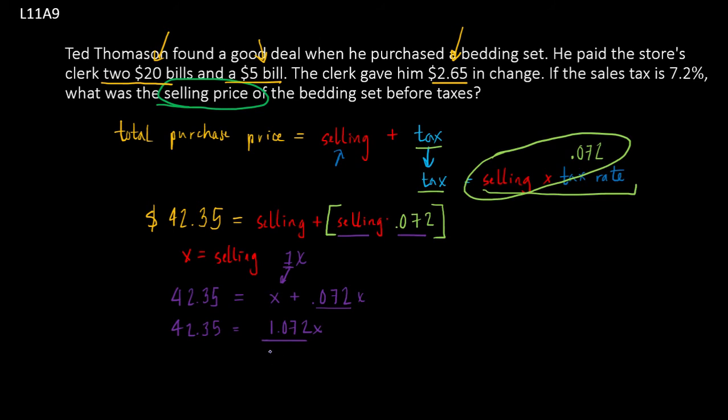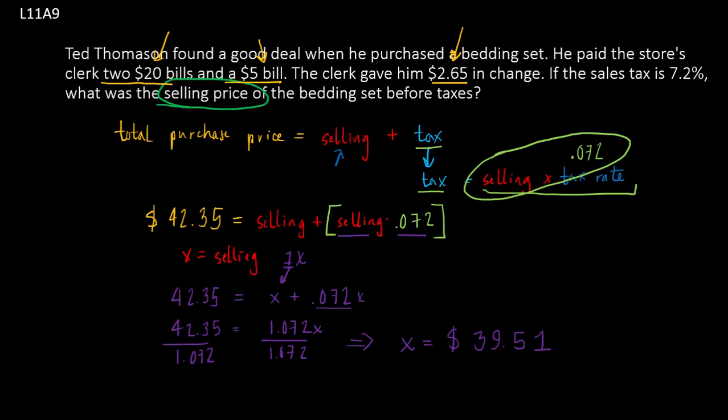So if I add 1 to 0.072, I get 1.072x. From here, it's a matter of dividing both sides by 1.072 to solve for x. And I find that x equals 39.51. So that was the original selling price of the bedding.